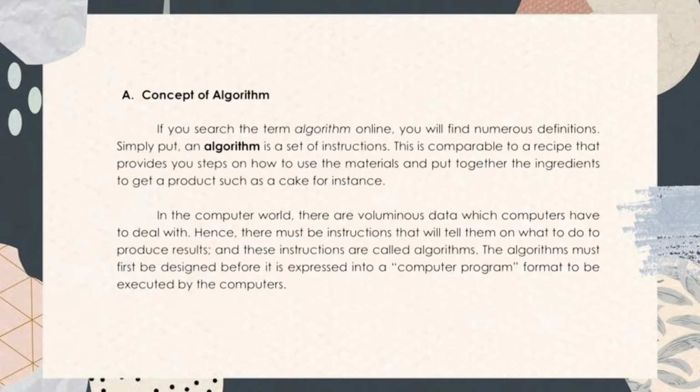Concept of Algorithm. An algorithm is a set of instructions. This is comparable to a recipe that provides you steps on how to use the materials and put together the ingredients to get a product, such as cake, for instance. Or, in other terms, it is a set of instructions for solving a problem or accomplishing a task.